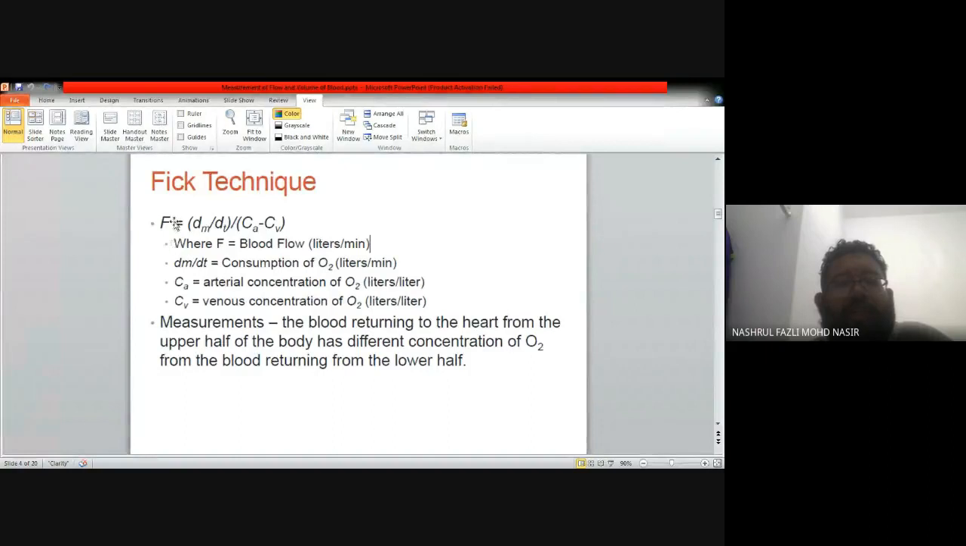Here you can see that it is also dm/dt, which is the indicator over time, and now we have the arterial concentration of the oxygen and the venous concentration of the oxygen. So F is the blood flow, and dm/dt is the consumption of the O2. Now you need to know only the arterial concentration of the O2 and the venous concentration of the O2.